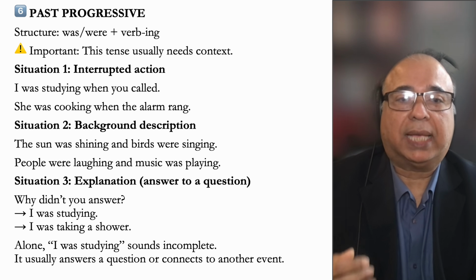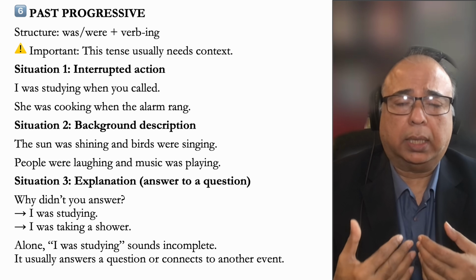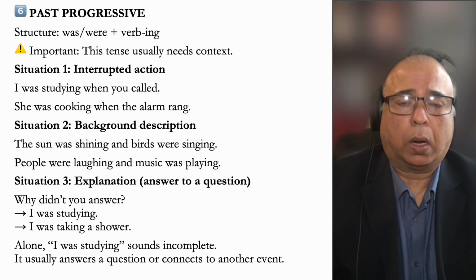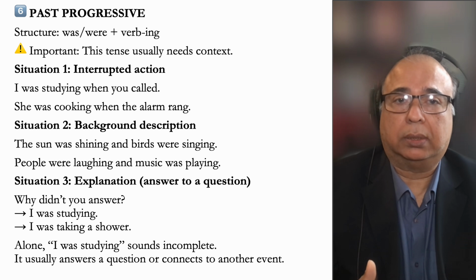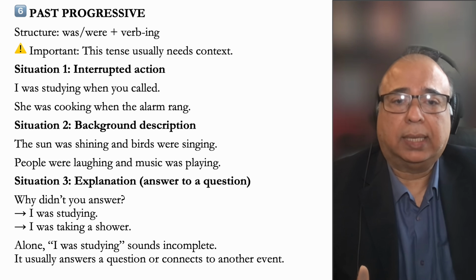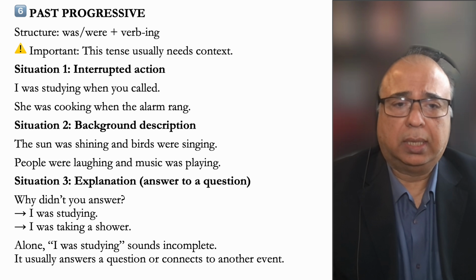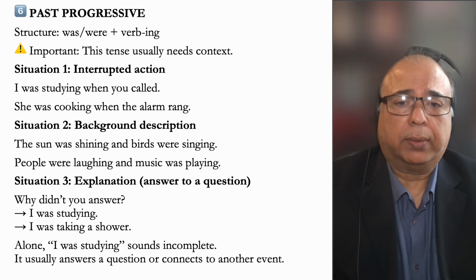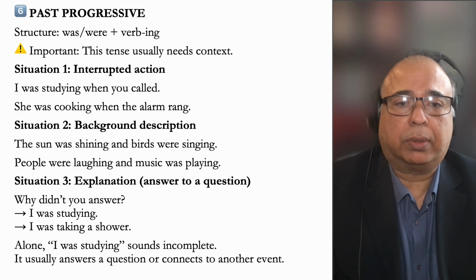Okay, past progressive. Remember, I am teaching you. I am speaking to you. You are listening to me. In past progressive, the structure is was, right? Because it's in the past, it already happened. Was and were, and the verb with an ing ending. Okay, well, remember past progressive, this is very important for you to learn.